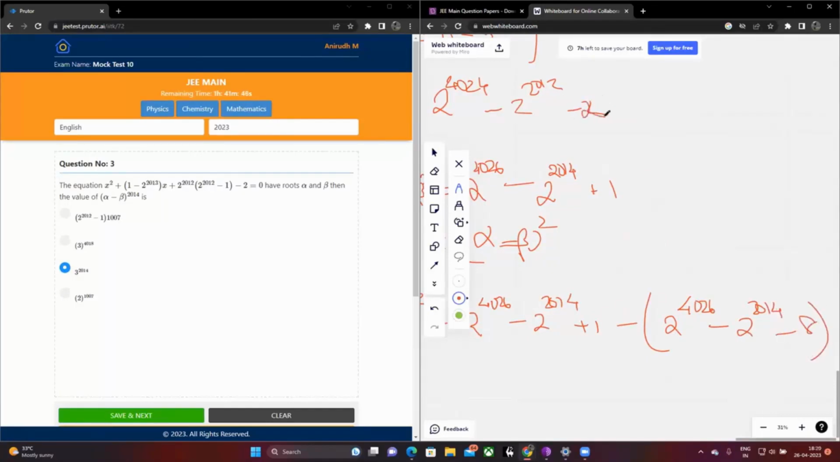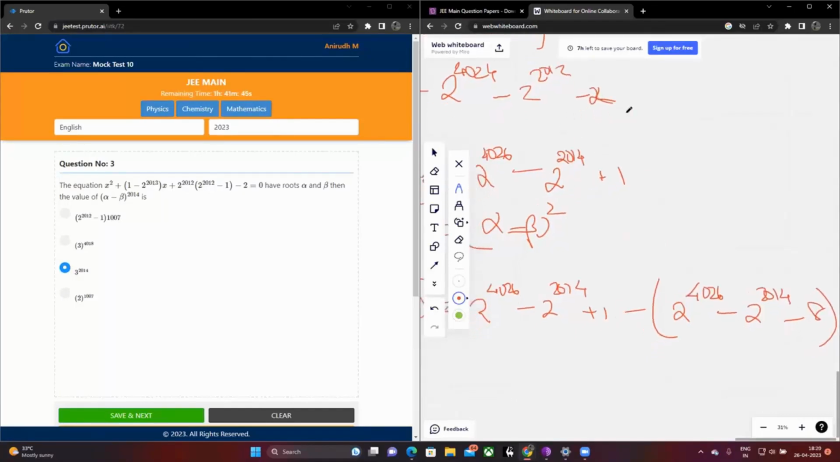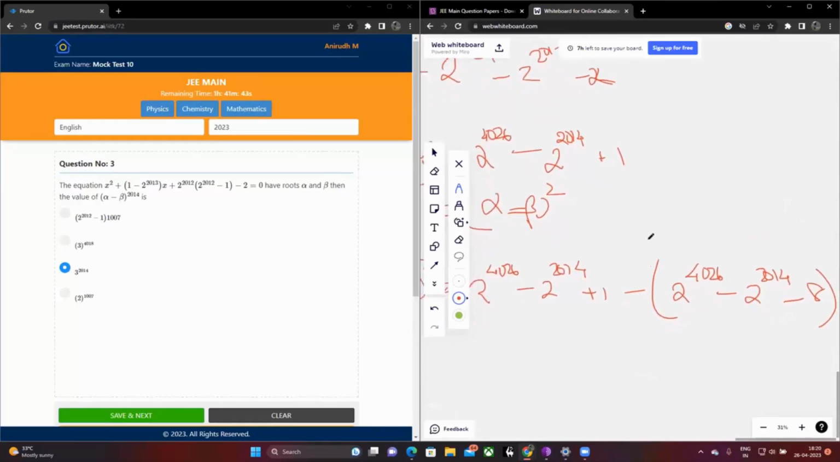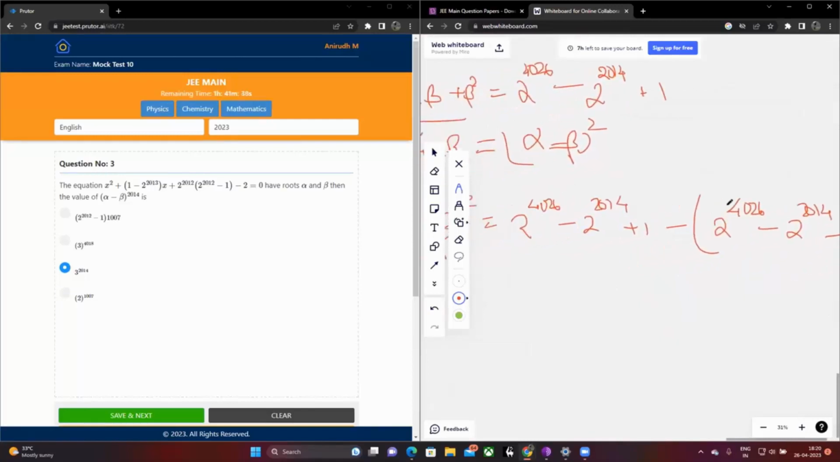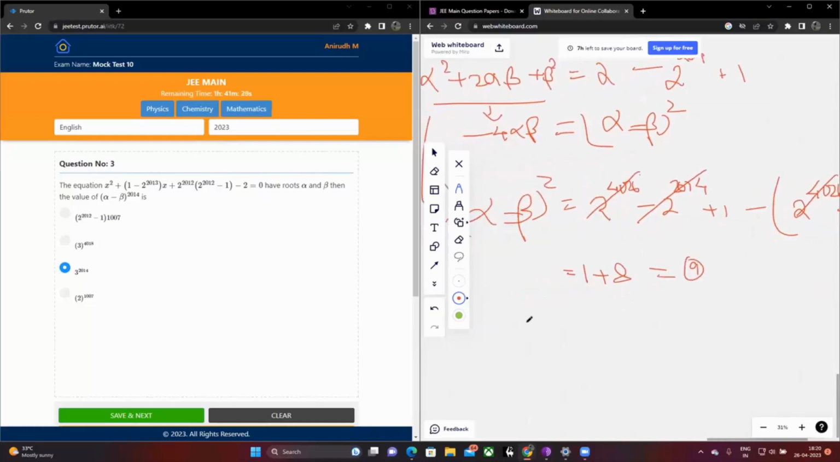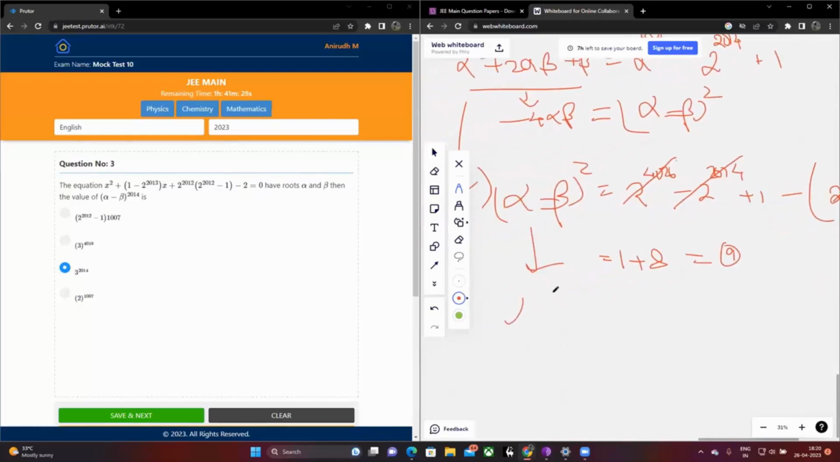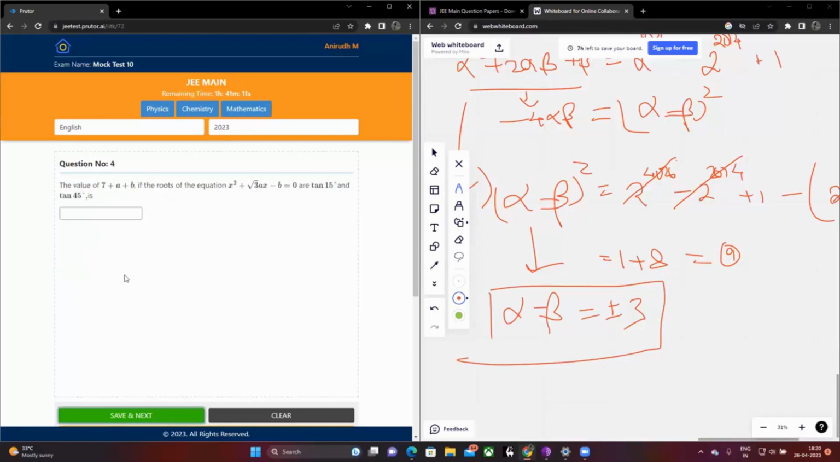Because 4 into 2 is 8. And 4 into 2 power 2012 is 2 power 2014. 4 into 2 power 4024 is 4026, right? So this cancels. This cancels. You are left with 1 plus 8, which is 9, right? And 9 is 3 square. So basically, you get that alpha minus beta is equal to plus minus 3, right? And so alpha minus beta power 2014 is basically this whole thing power 2014. And since 2014 is even, plus minus doesn't matter, the answer is 3 power 2014, right?